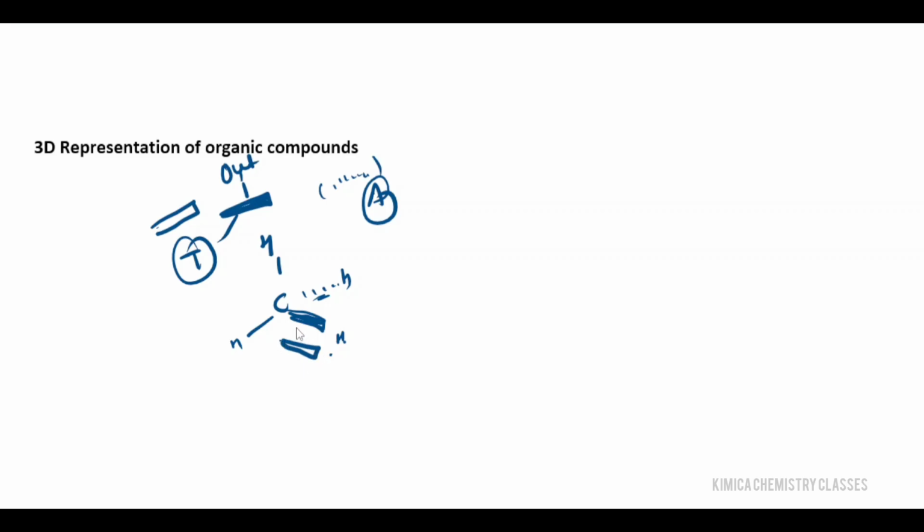So the bonds lying in the plane of the paper are depicted by this when they are lying in the plane of the paper. So this is the way of representing the wedge and dash representation of CH4, and this is the way of representing the three-dimensional structure of the organic compound. Here you can see these two bonds are in the plane of the paper, and these are the dash wedges, the bond away from the observer, and this solid wedge shows the bond towards the observer, right? So this is all about the 3D representation of organic compounds.